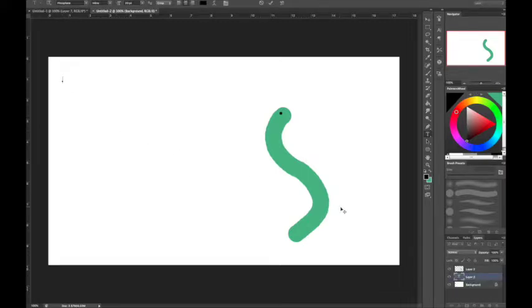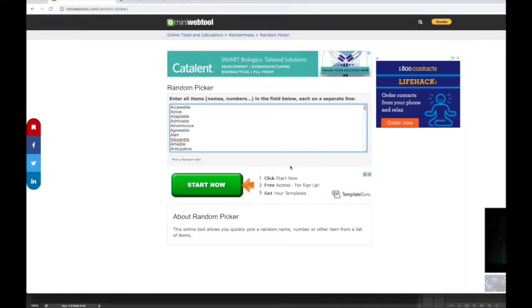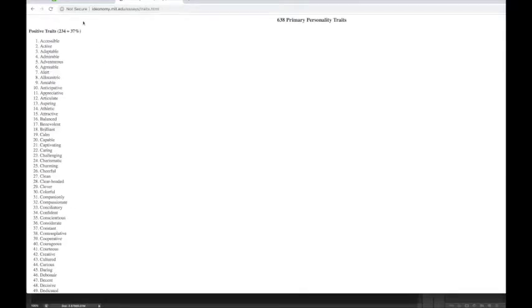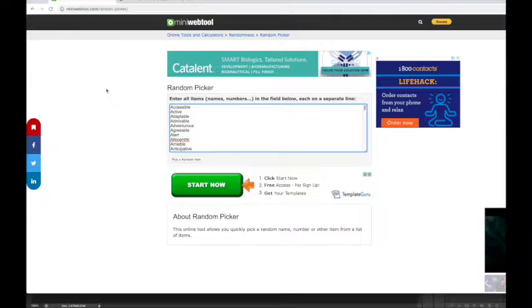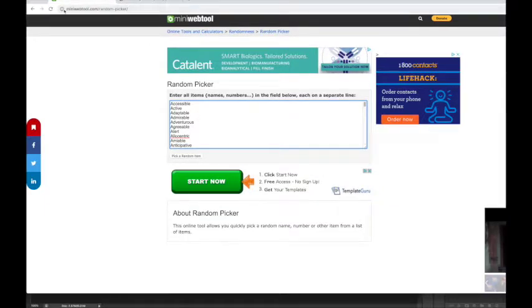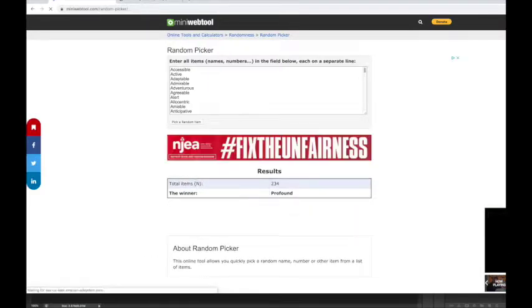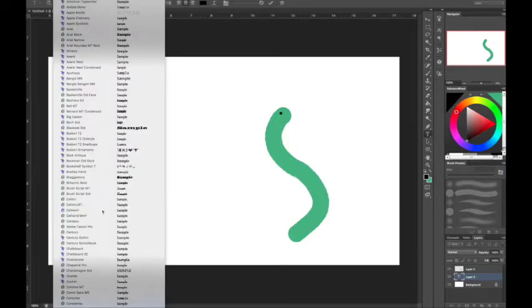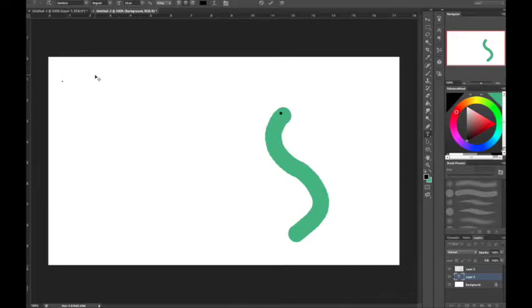Okay, so we're gonna start with randomly generating personality traits for our worm. So I got a list of quote-unquote positive personality traits from ideonomy.mit.edu/essay/traits.html, and I'm using minywebtool.com/randompicker, whatever, you can see the URL right there. So we're gonna pick some random character traits. Okay, profound. So first character trait. Oh, this font is difficult to read. Let's use Cambria. I love Cambria. It's one of my favorite fonts.